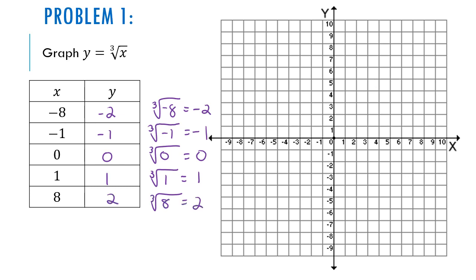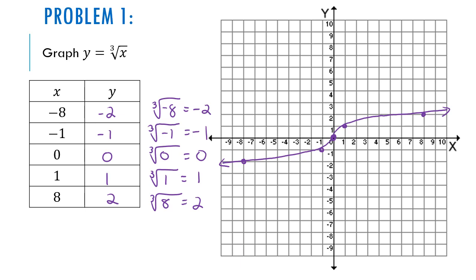So you'll notice using -8 and -1, we get -2 and -1. And on the other side, when we're using +1 and +8, the y values really just switch signs. Now they're just a +1 and a +2. So this graph will look like this. We got 0, 0; -1, -1; -8, -2; and then +1, +1; and then +8, +2. So our cube root function looks like this.